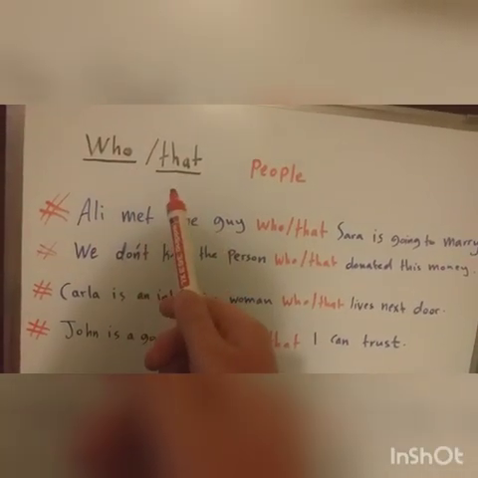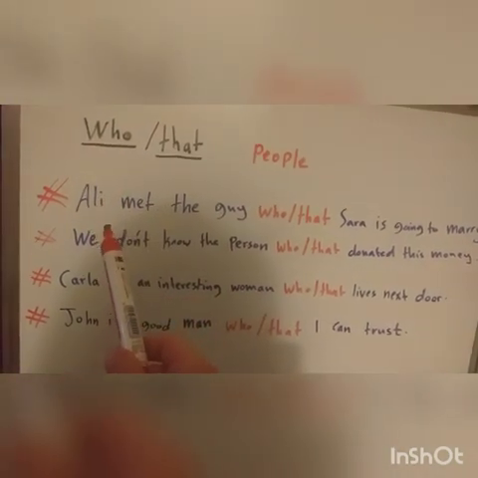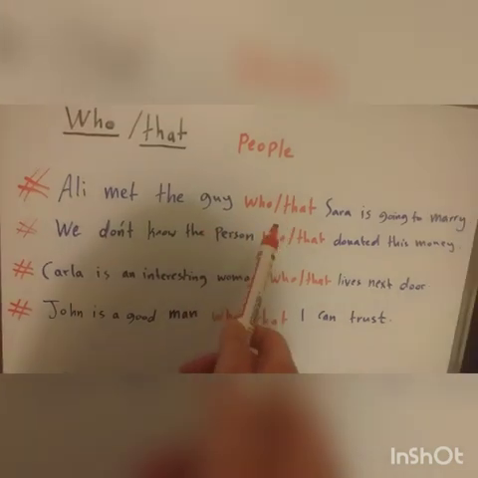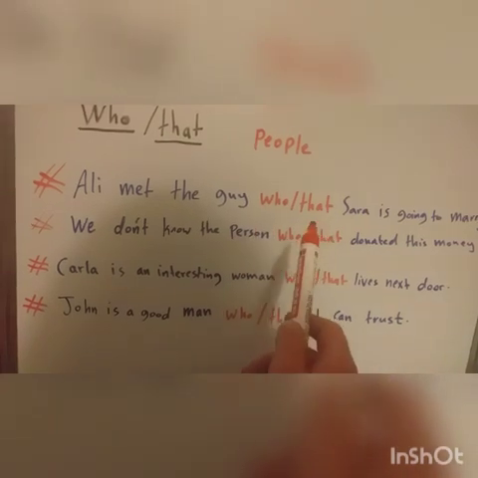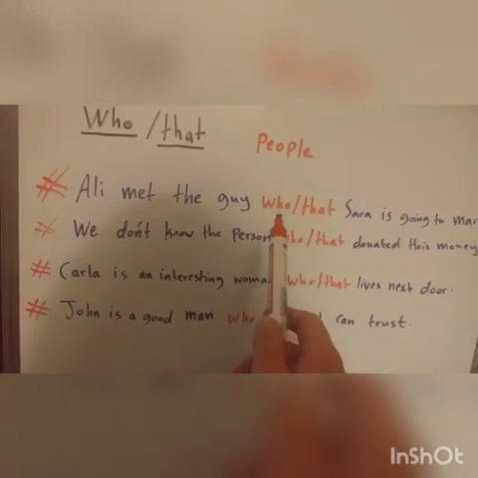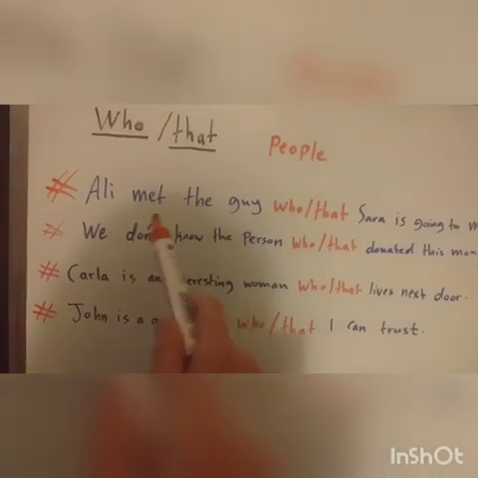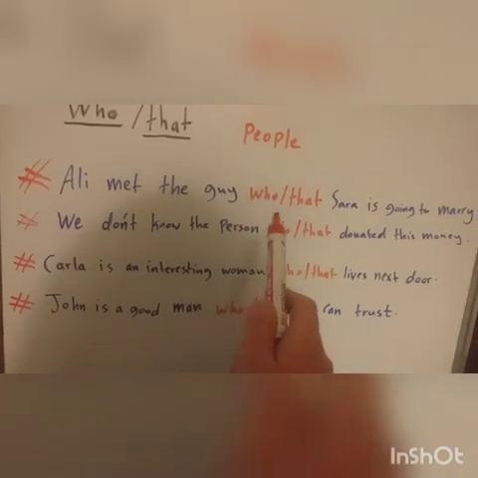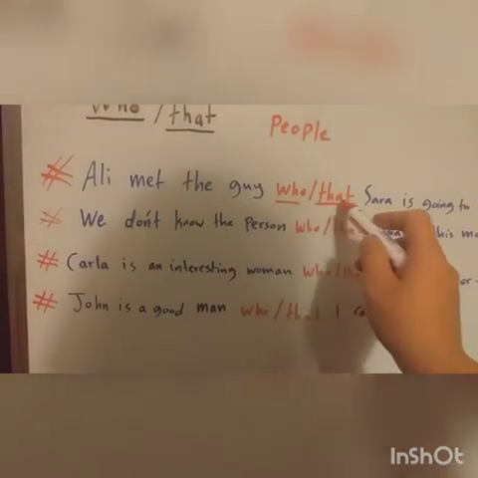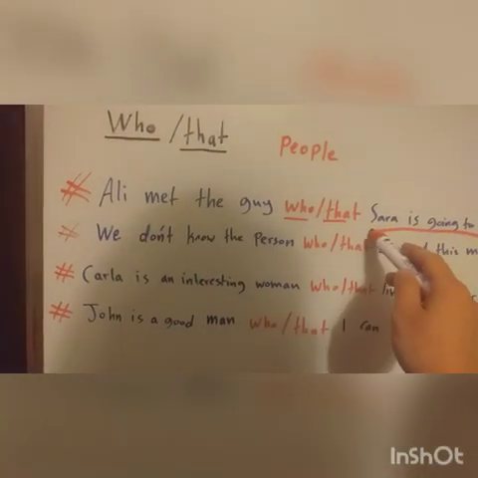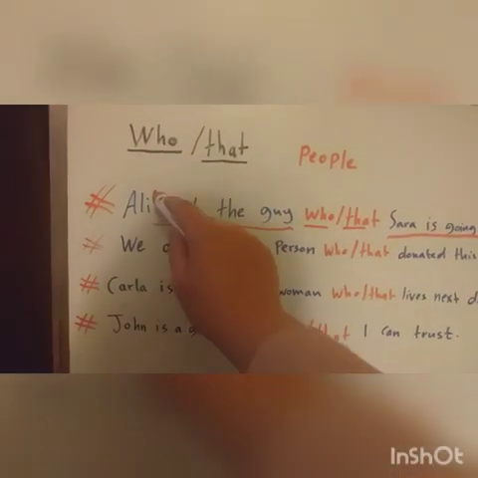We use who and that to talk about people. Let's look at the sentence example. Ali met the guy who or that Sarah is going to marry. Who and that function in the same way when you talk about people, so you can either use who or that. This relative pronoun, who or that, relates the clause with the person, Ali.